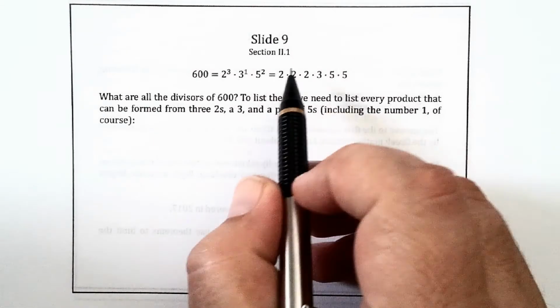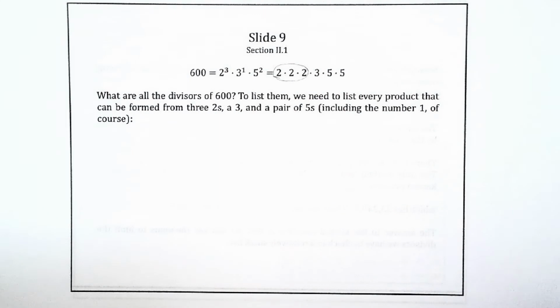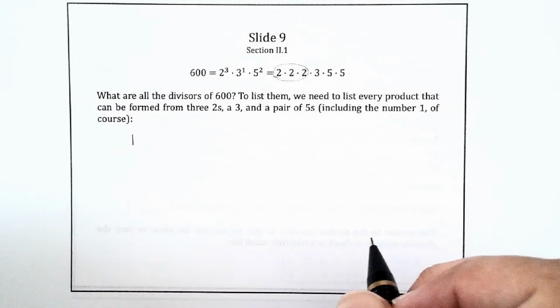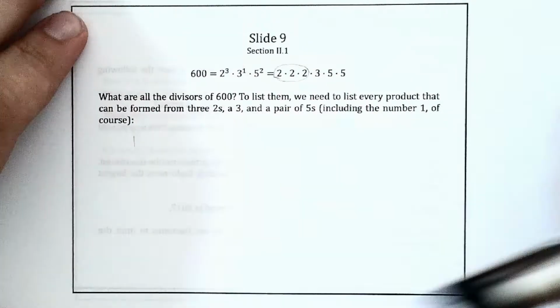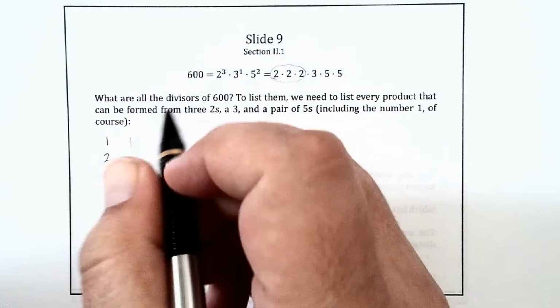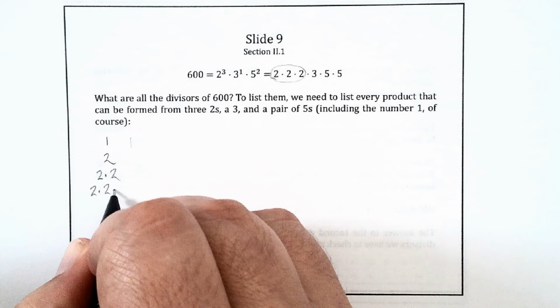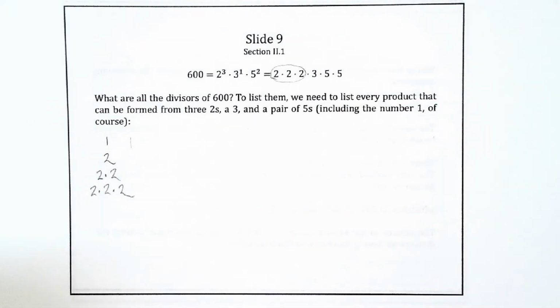So let's try to do this systematically. Let's begin with just the 2's. Forget the 3 and the 5's. What numbers can I build up out of the 2's? Well, we have the number 1, of course. We should always start with that. But then we have the number 2. Let me move this over a bit. The number 2, and then 2 times 2, and 2 times 2 times 2. And that's all the numbers I could build up out of 2's.